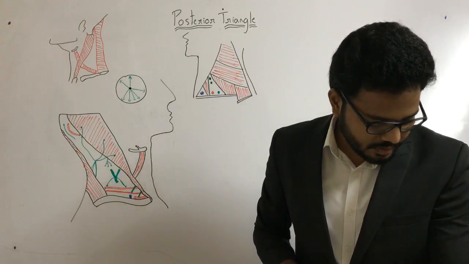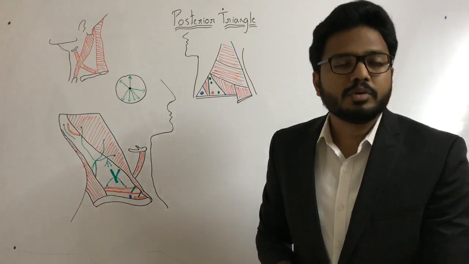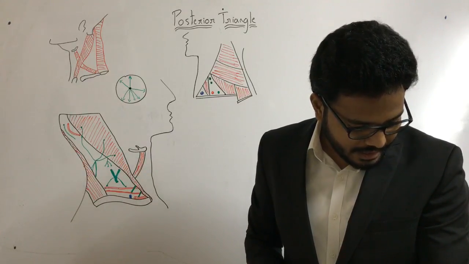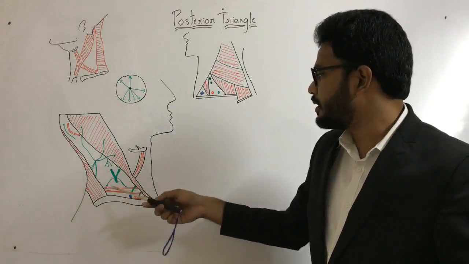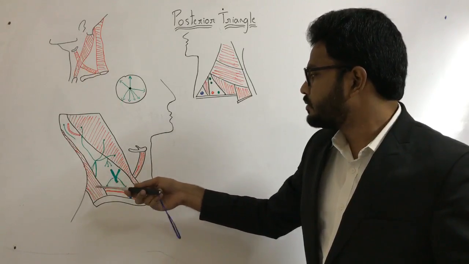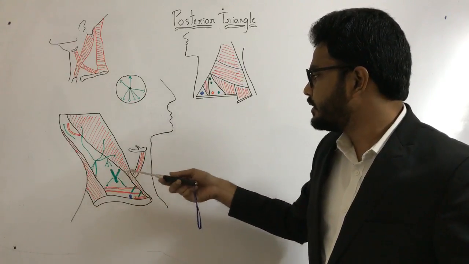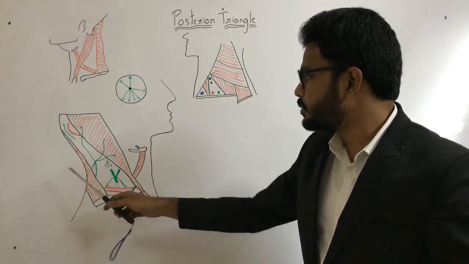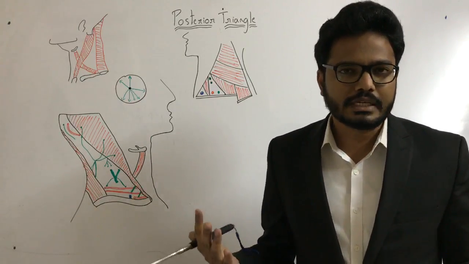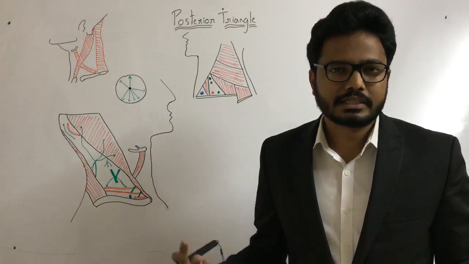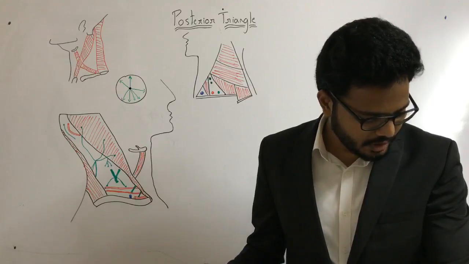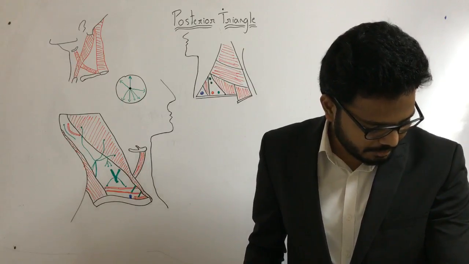So the tributaries of the external jugular vein include the posterior external jugular vein, anterior jugular vein, transverse cervical vein and suprascapular vein. So we have the transverse cervical vein, suprascapular vein, and then the anterior jugular and posterior jugular. So 4 tributaries have been mentioned for the external jugular vein: posterior external jugular, anterior jugular, transverse cervical, and suprascapular.